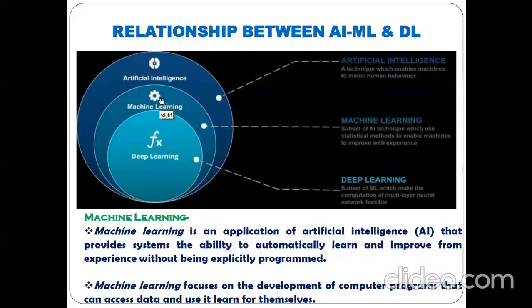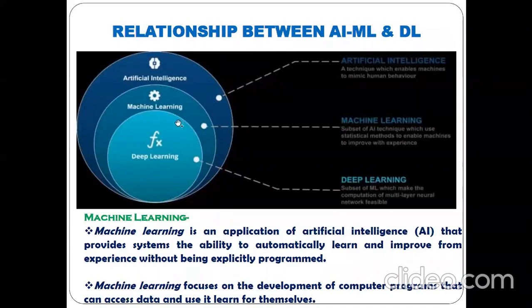One short difference I will just tell you: machine learning requires a small amount of data, less amount of data, but deep learning can process a huge amount of data. That is the short difference between machine learning and deep learning. Deep learning is also a subtype of machine learning, but when there is a need of powerful intelligence, then there comes your deep learning part. Understood?